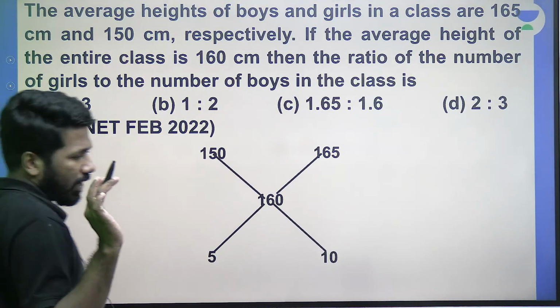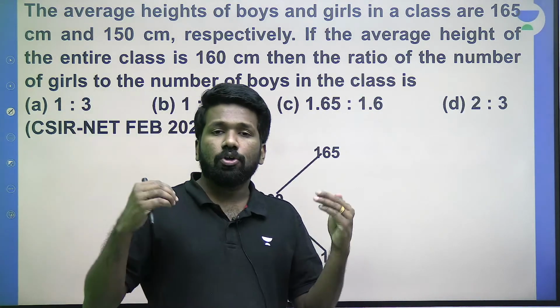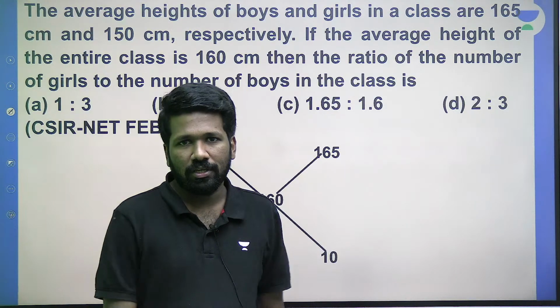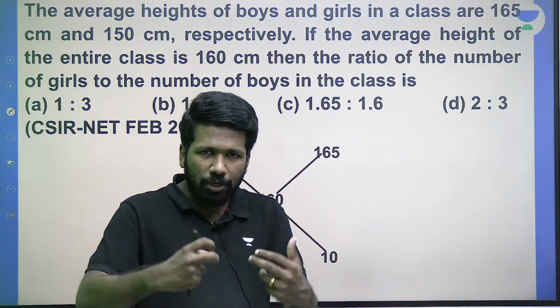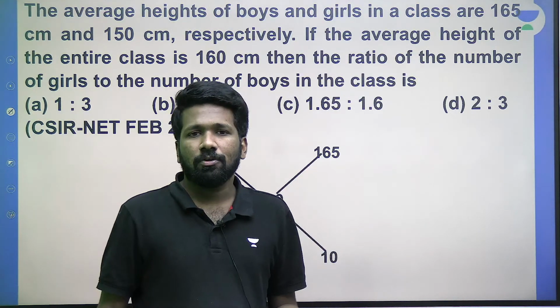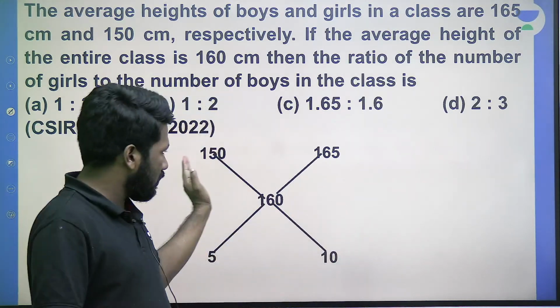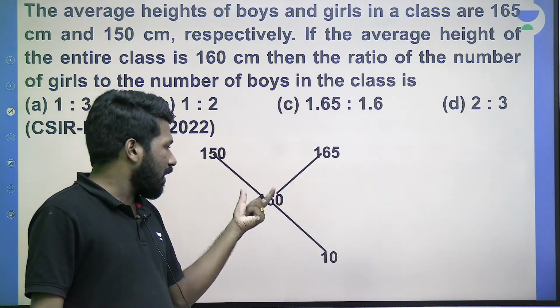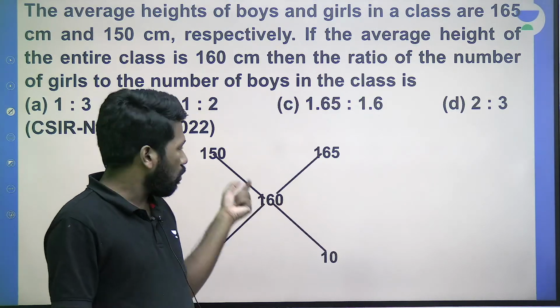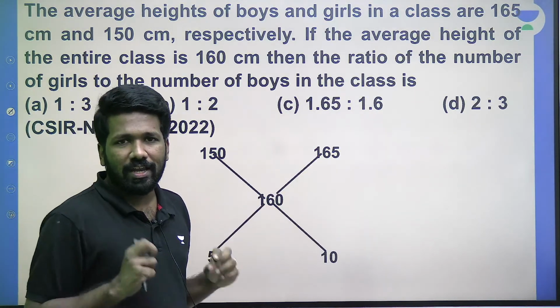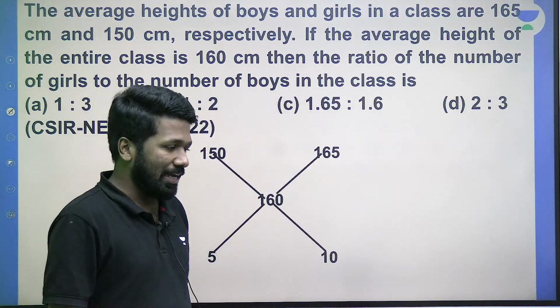The alligation trick is used where two averages, two things, are mixed together and you get a resultant average. In that case, to find the ratio in which the two things are mixed, the alligation trick can be used. When two averages are combined to give a resultant average, we can use the alligation trick to find the ratio in which they were combined.